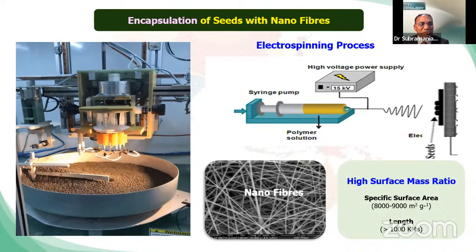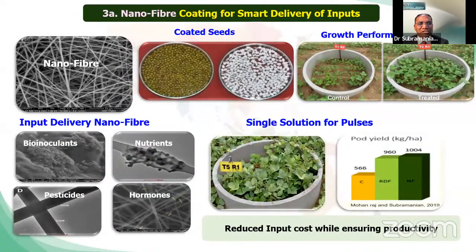Next slide, please. We use nanofiber technology to load lots of inputs. I got a couple of projects from DST Nano Mission, where my target was improving the productivity of pulses and oil seeds. The nanofiber, as I said, has extensive surface area. It has a length of about 1,000 kilometers per gram. Almost, you are giving an opportunity for one plant to exploit 1 hectare of land.